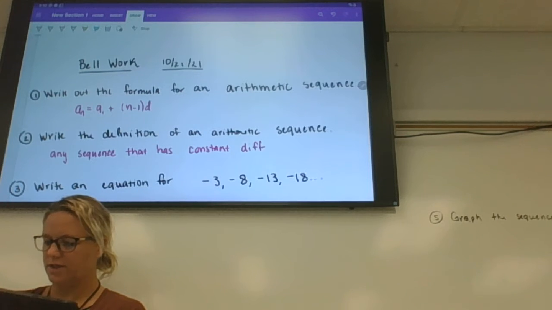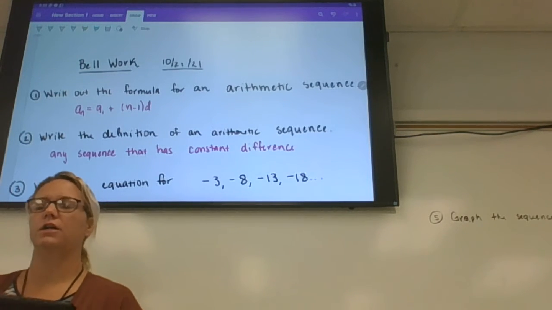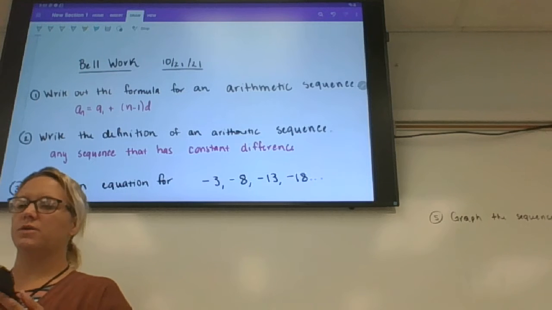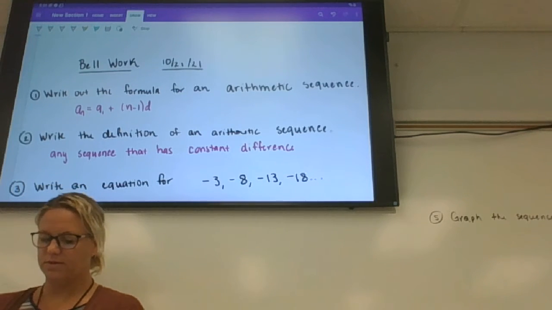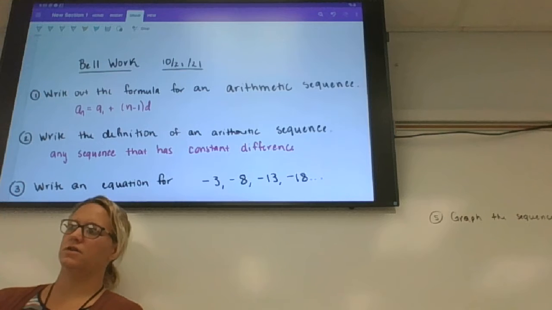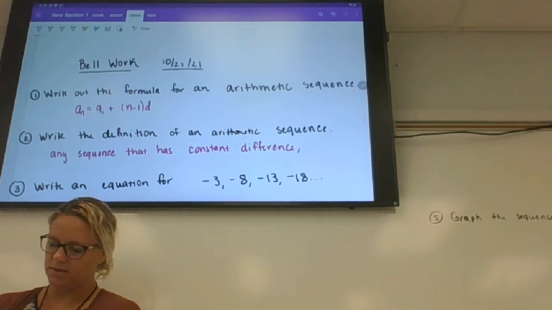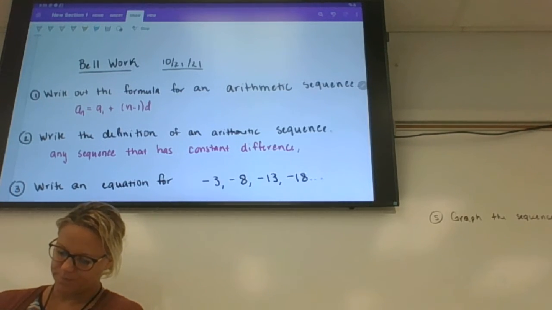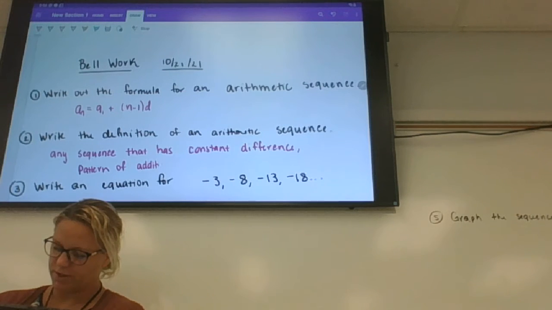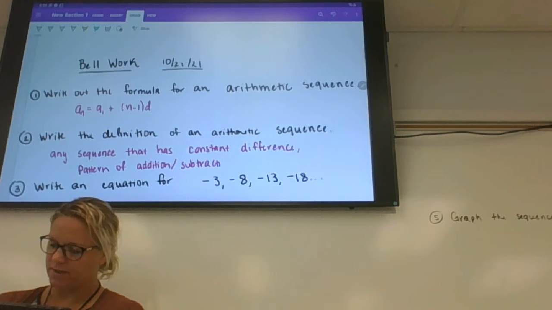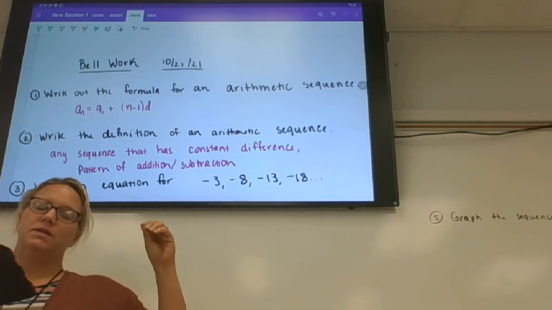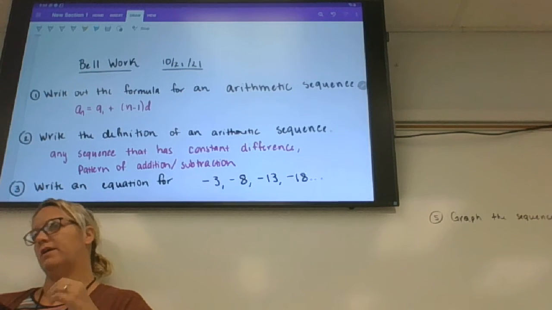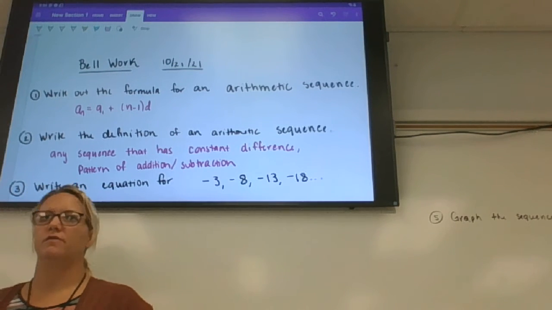Alright, your definition doesn't have to be the Webster dictionary definition or the textbook definition. Any sequence that has a constant difference is a great definition for an arithmetic sequence. Or you could say any sequence that has a pattern of addition or subtraction. Very specifically, going up by the same amount every time or going down by the same amount every time. Definitely not showing a pattern of multiplication.